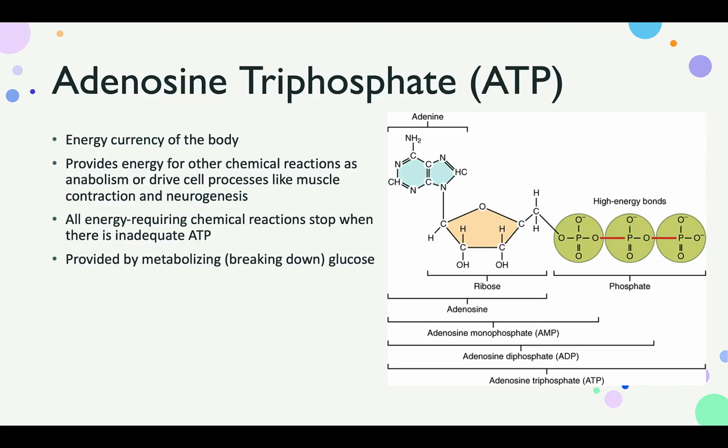And last but not least, we have a very important molecule known as adenosine triphosphate, or ATP. It is the energy currency of the body. It provides energy for other chemical reactions such as anabolism, or to drive cell processes like muscle contraction or neurogenesis. If there's no ATP to use, all energy-requiring chemical reactions stop. Our cells use glucose to make ATP, which again is the direct fuel for cells, like gas for a car.